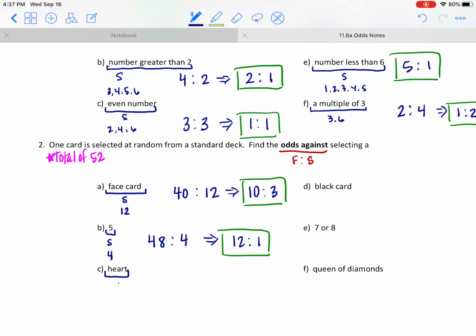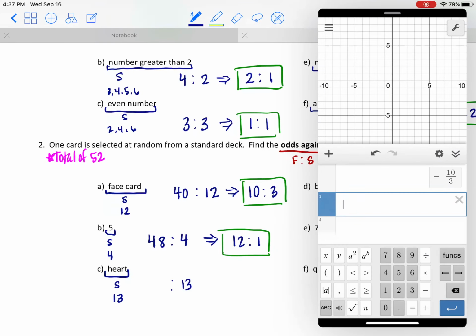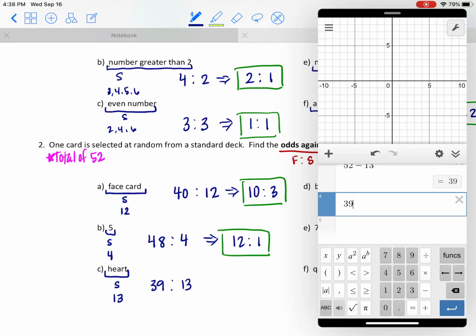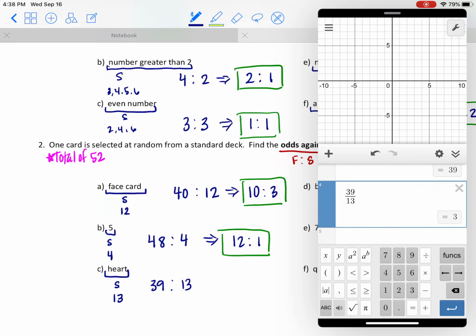How about picking a heart? So if that's a success, how many hearts are there? There are 13 hearts in the deck, and so 13 successes, which means the other cards are failures. And let's see, 52 minus 13 is going to leave me the other 39 cards. So 39 to 13, and again, if you want to reduce this using a fraction, you can. That's going to be 3 over 1. So this would be 3 to 1 odds against selecting a heart.